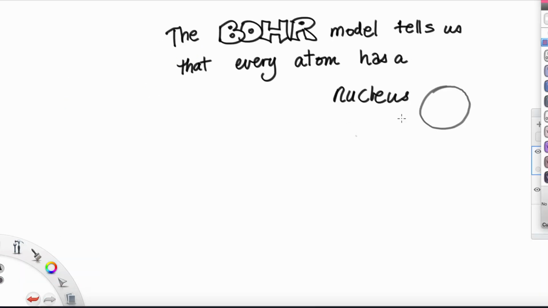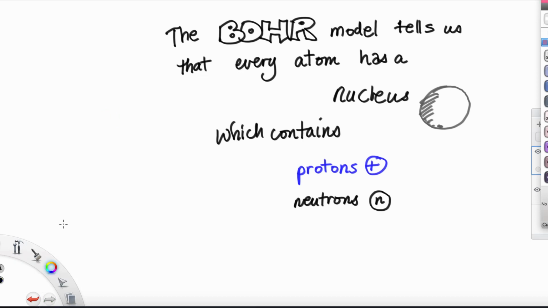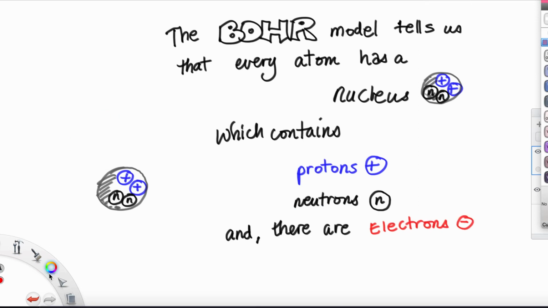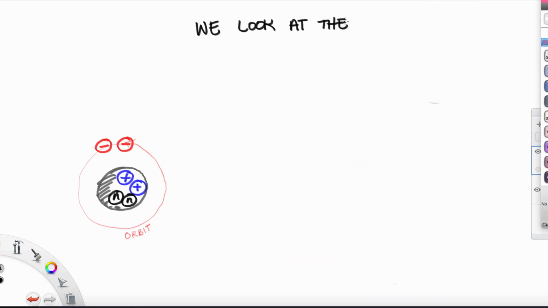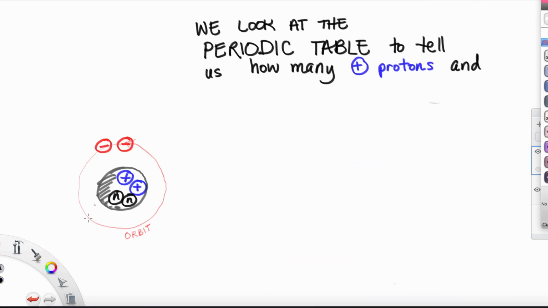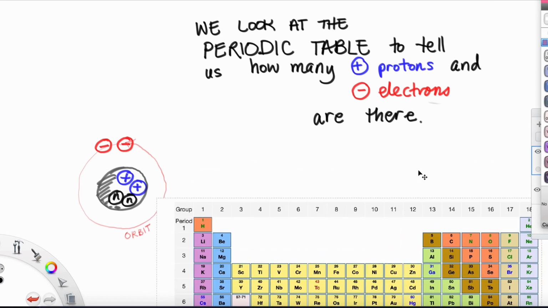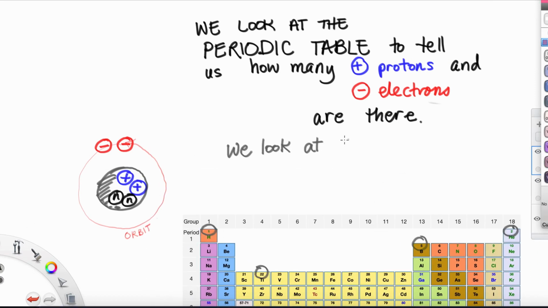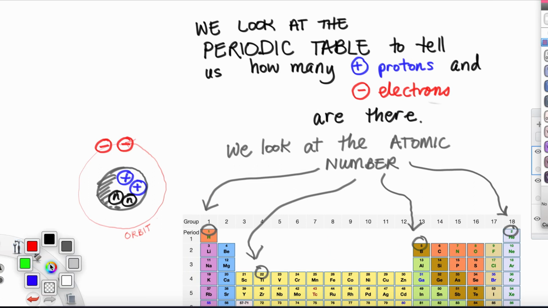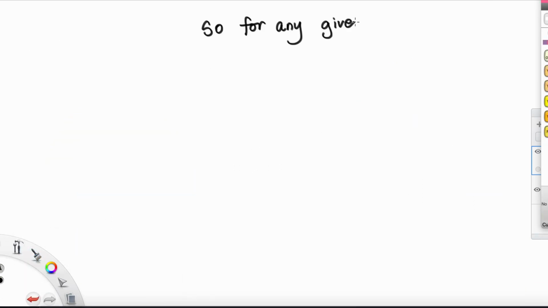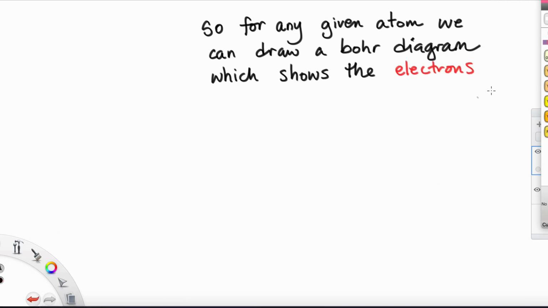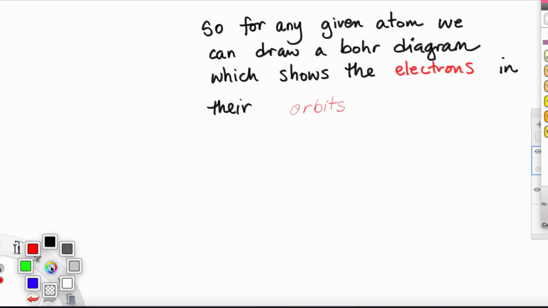The Bohr model tells us that every atom has a nucleus which contains protons and neutrons, and also there are electrons that are in orbit around this nucleus. We look at the periodic table to tell us how many protons and electrons there are. In particular, we look at the atomic number. This is helium.